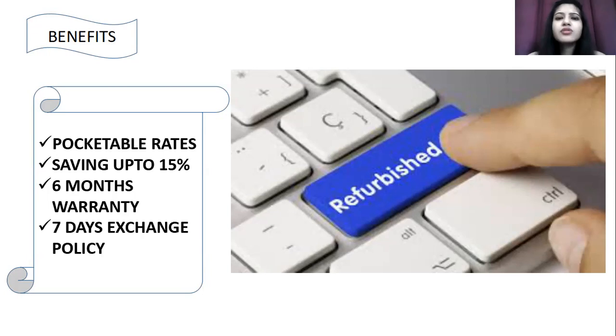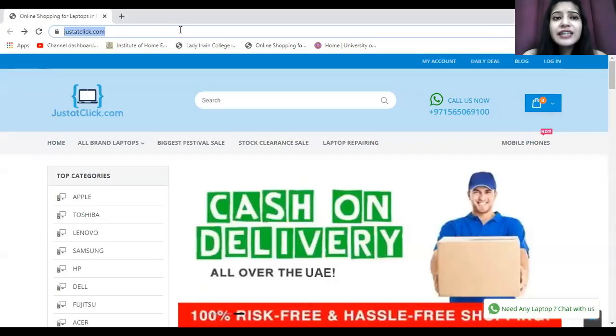So let us go back to the site and check whether it offers you the same things or not. Coming back to the site, the site name is justatclick.com. The description has the link. You can directly check in the description box, or you can search on Google for justatclick.com.